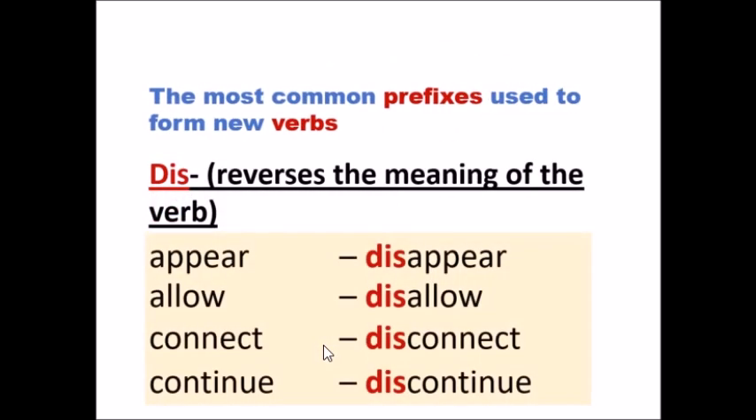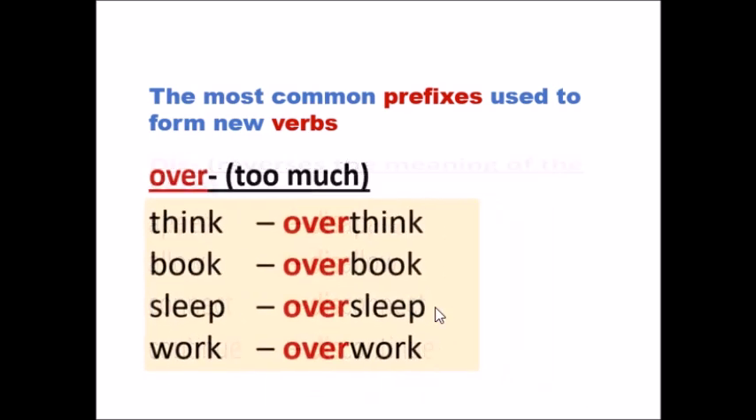Okay, let's move to the next one. Next prefix is dis. Dis is used to reverse the meaning of the verb. See the examples. Appear, disappear. We have reversed the meaning. Allow, disallow. Connect, disconnect. Continue, discontinue. So here what we have done, we have added a prefix to all these verbs and formed another verb, or we have reversed the meaning of the verb. Let's move to the next prefix.